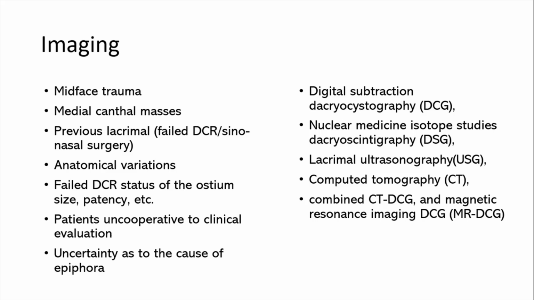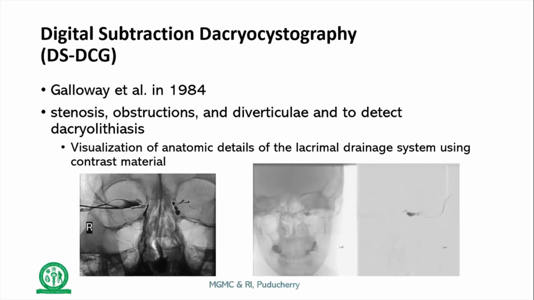In dacryocystography, we usually inject a radiopaque dye, and then take serial images and observe the drainage pathway. This gives a clue about the anatomical obstruction. The radioisotope study, namely scintigraphy, helps to assess the physiological pump mechanism. The digital subtraction dacryocystography is useful in cases of obstructions and diverticulae, and also to detect dacryolithiasis.